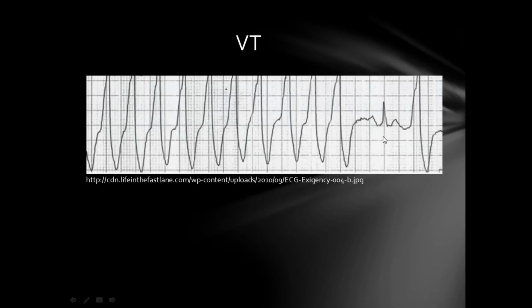And here on this ECG strip, you can see a kind of normal sinus beat in the middle of the ventricular tachycardia. And this sinus beat, you can see it has a QRS complex of a normal duration. This is a capture beat, indicating a ventricular tachycardia rather than SVT with aberrancy.